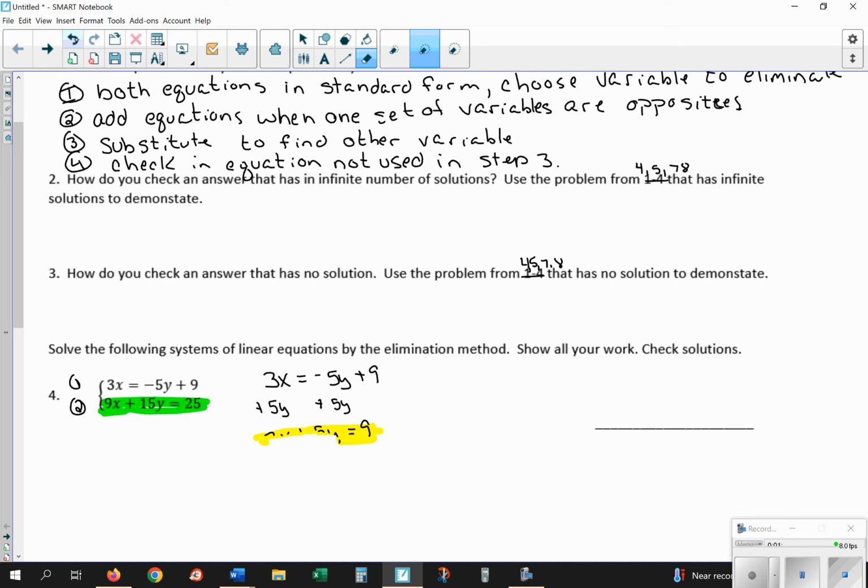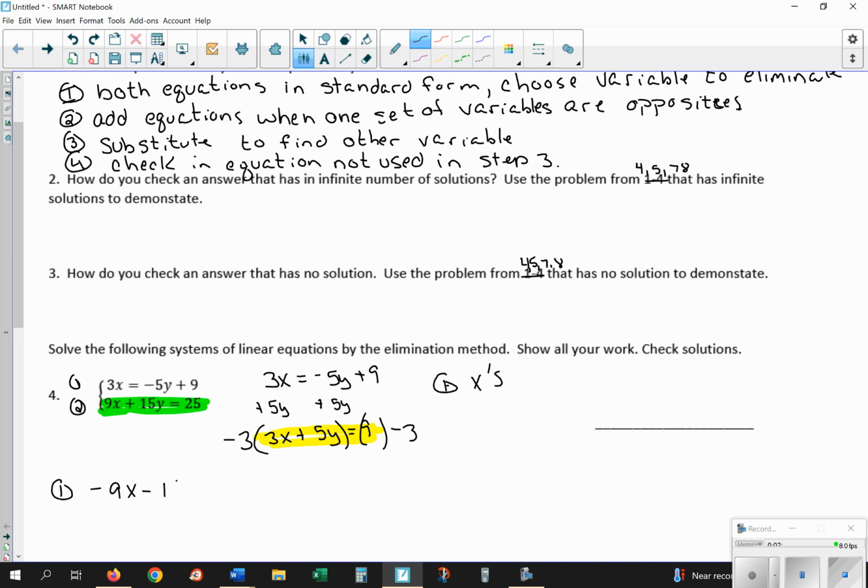Whoops, that wasn't what I wanted to do. There we go. So I'm going to decide to eliminate my x's. So that's part of my step 1, choose to get rid of my x's. And that means I'm going to want to multiply both sides of this equation. I want it to turn into a negative 9 because I need opposites. I've already got a positive 9 in the green equation. So let's rewrite our equation 1. It's going to be negative 9x minus 15y equal to negative 27.